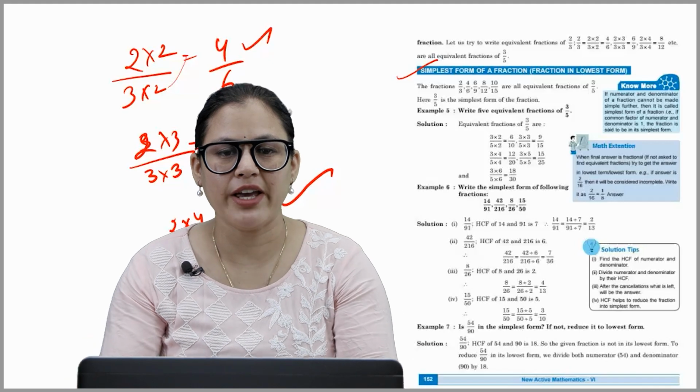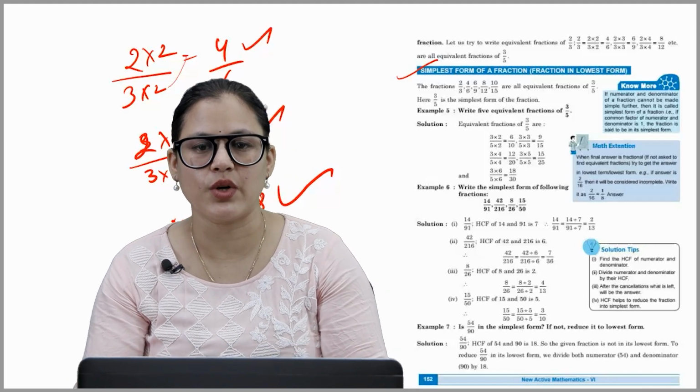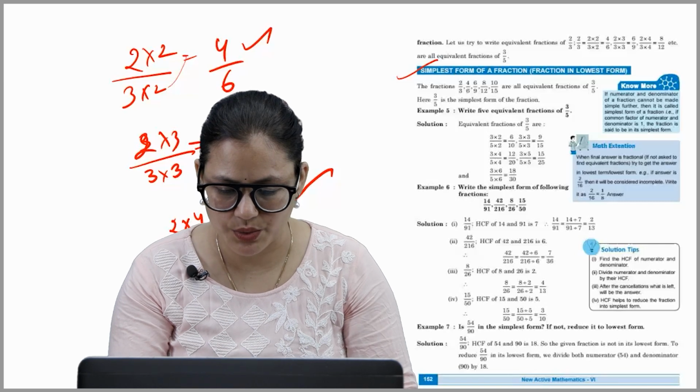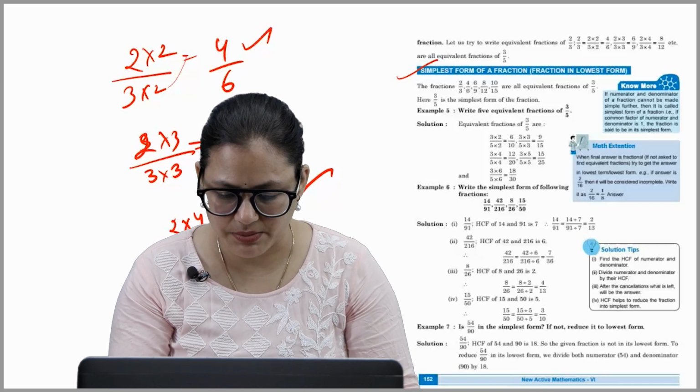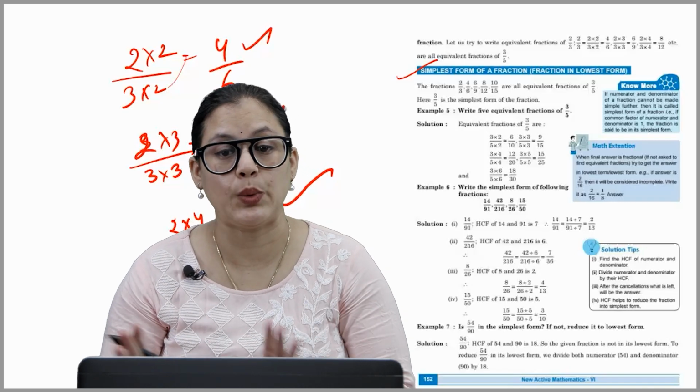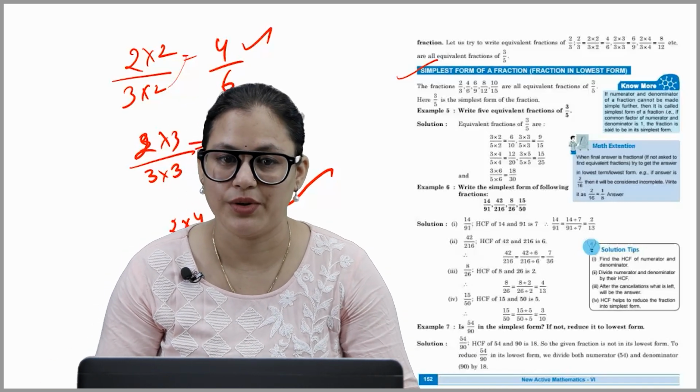Okay. Example 5, you have to write 5 equivalent fractions of 3 by 5. So what will you do? See, first you will multiply by 2, then you will multiply by 3, then you will multiply by 4, then 5 and then 6, and in this way you will get 5 equivalent fractions of 3 by 5, right?